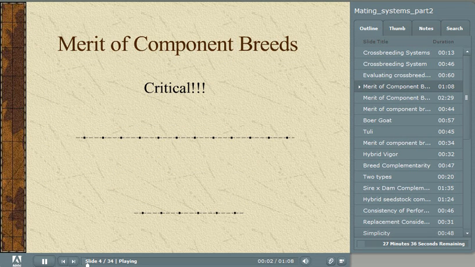The first thing that you need to look at is the merit of the component breeds. So we've got a system we want to implement, and to evaluate that system we need to make sure that the breeds that make up the crossbreeding program are appropriate for the environment. And this is critical for it to be a successful crossbreeding system.